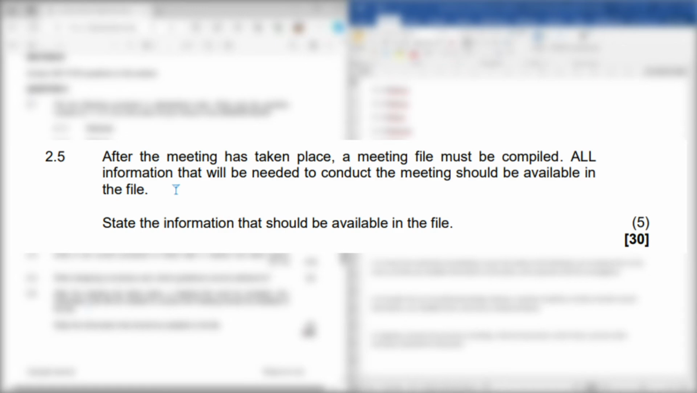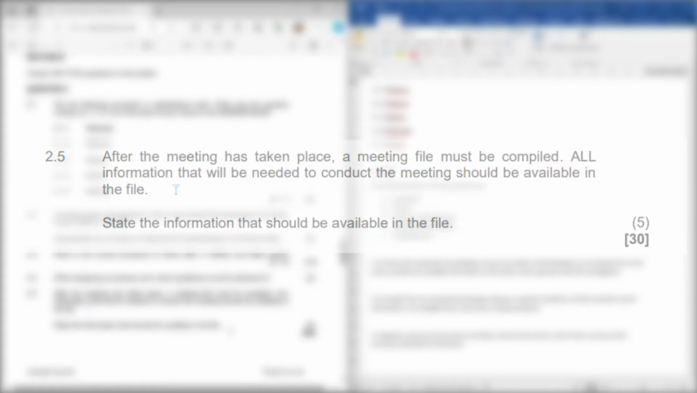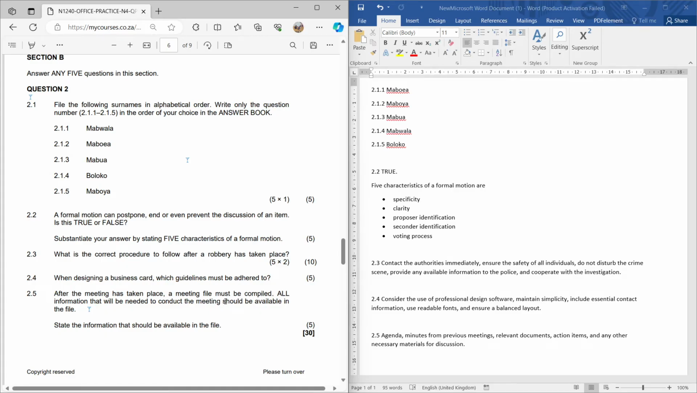After the meeting has taken place, a meeting file must be compiled. All information that will be needed to conduct the meeting should be available in the file, right? So we are required to state the information that should be available in the file. After a meeting has concluded, there's certain information that is collected to compile a meeting file, right? So we are required to provide or state the information that should be available in the file, right?